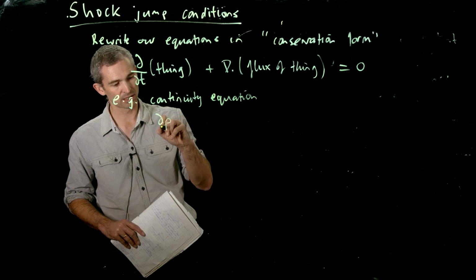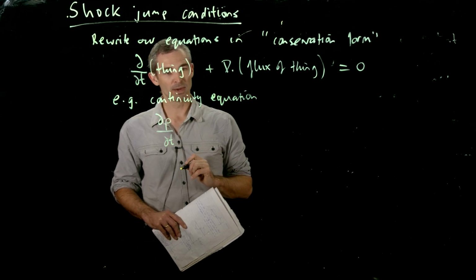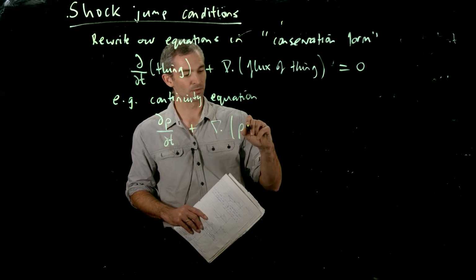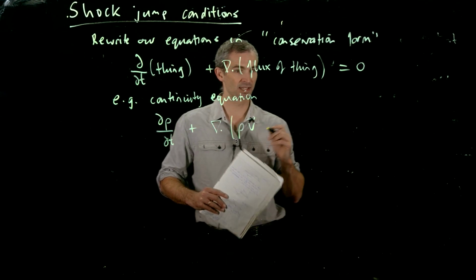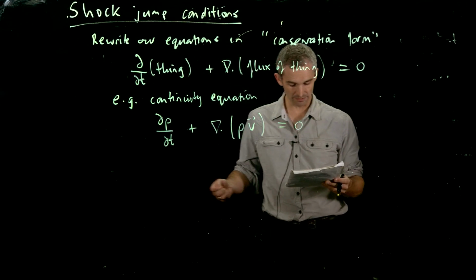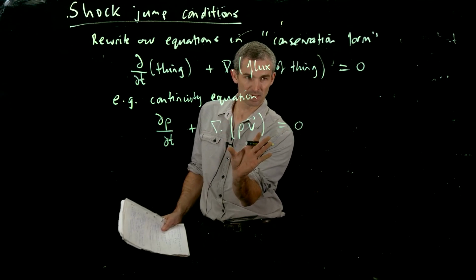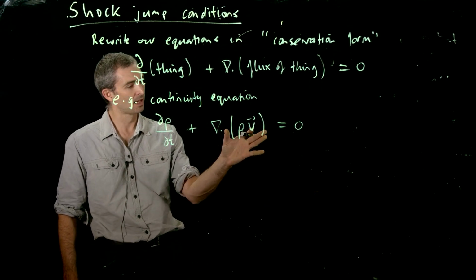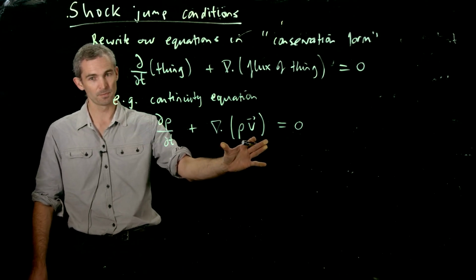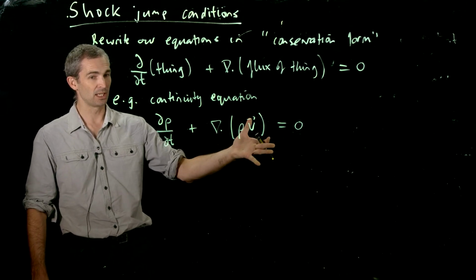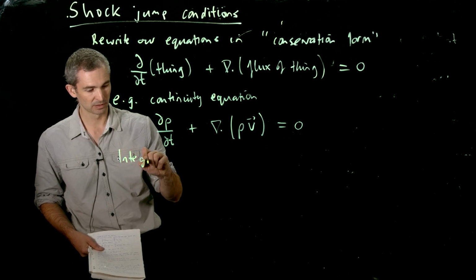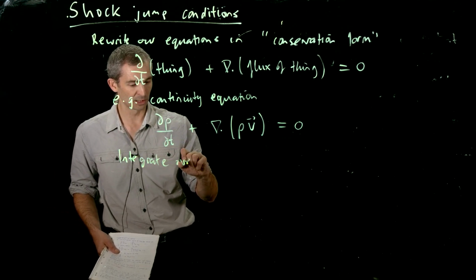It says d rho dt, which is the mass per unit volume, plus the divergence of rho times v, which is the flux of mass into or out of that volume, equals 0. So we already have this, but the problem is this part, right? We've got spatial gradients of something, so we're going to have infinite spatial gradients here. So we need to deal with this term. The best way to deal with that term is now to simply integrate this over the volume.